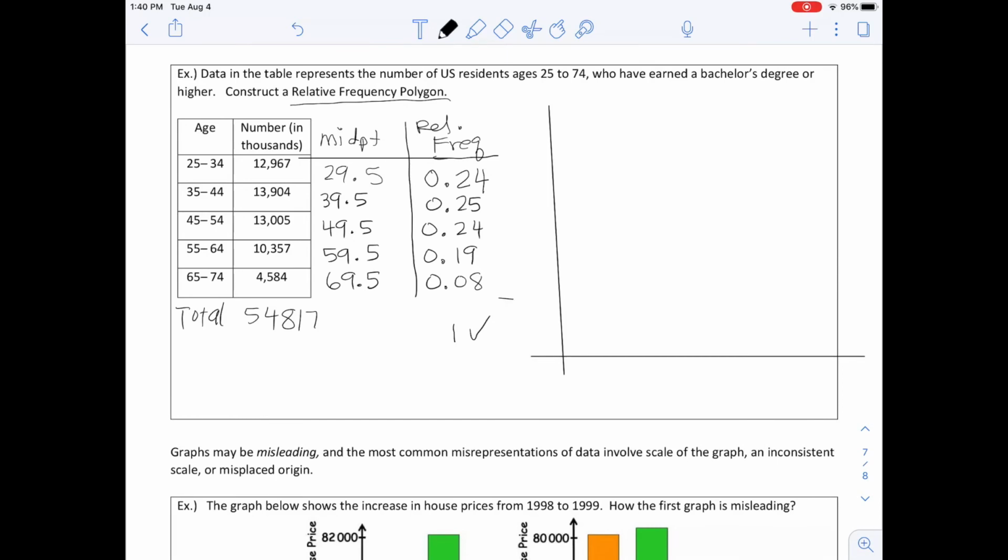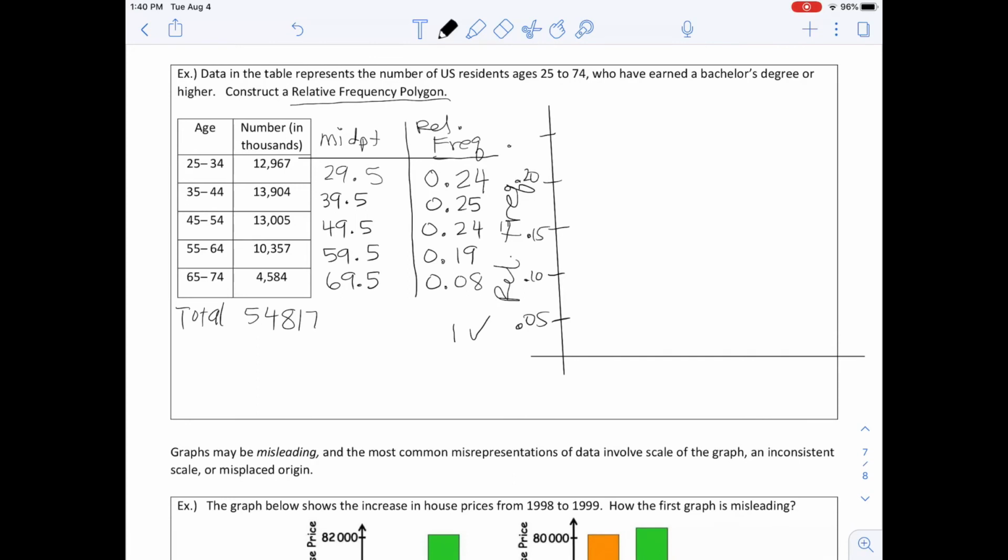And our vertical axis this time is going to be not just frequencies, but relative frequencies. And the values that we have for those relative frequencies go from 0.08 up to 0.25. So I'm going to count by 0.05. So 0.05, 0.10, 0.15, 0.20, and then 0.25. So going ahead and labeling all these.